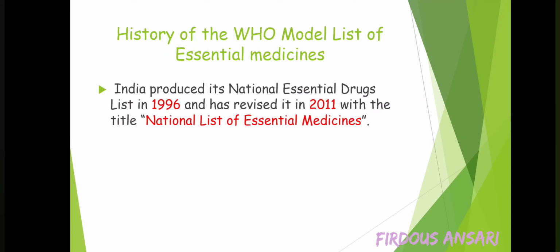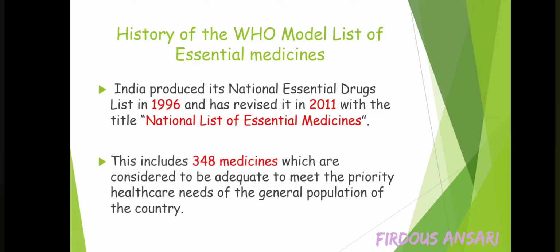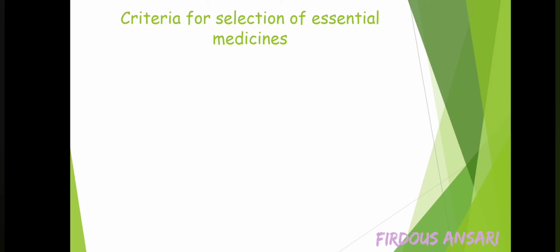In India, India produced its National Essential Drugs List in 1996 and revised it in 2011 with the title National List of Essential Medicines. This includes 348 medicines which are considered to be adequate to meet the priority healthcare needs of the general population of the country. Next, we'll see certain criteria for selection of essential medicines.